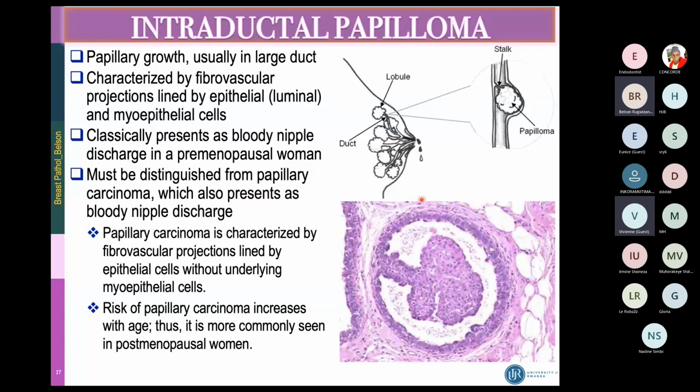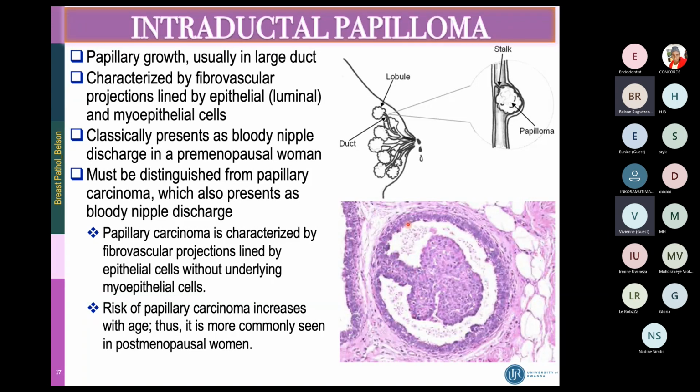So this is a true picture on histology, the way it looks like. So here you have a duct with its lining epithelial cells, and here this is the lumen, which is white. And then you find this papilloma, or it is like a polyp with a stalk here. So this is how they are.